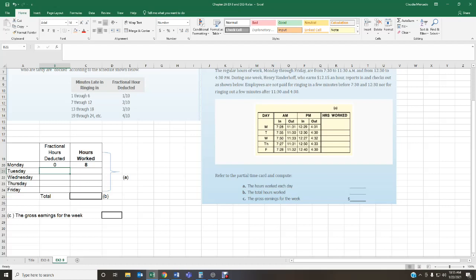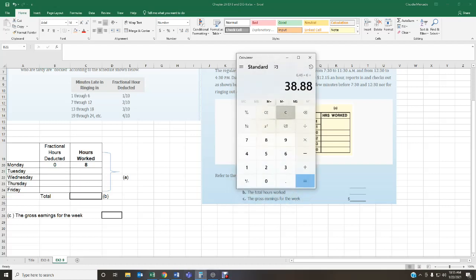And then let's look at the rest of the day. He clocked out at 11:30, which is fine. He clocked back in at 12:30, which is perfect. And then he clocked out at 4:30, which is the time he should have clocked out. So the only issue we have with Tuesday is that he clocked in 5 minutes late. Because he clocked in 5 minutes late, we're going to dock him 1/10.